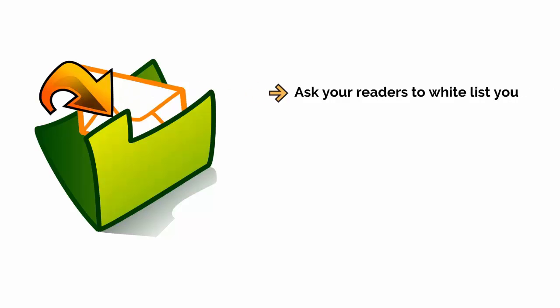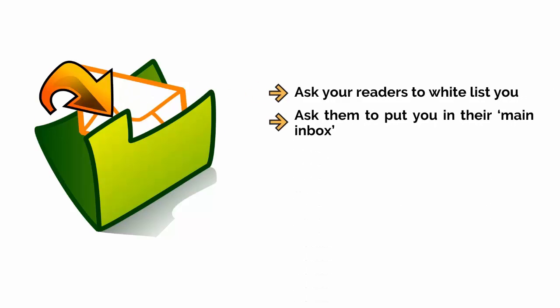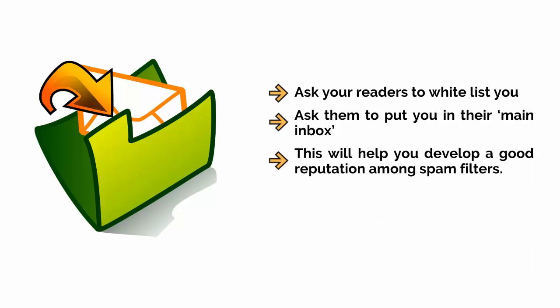Something else you can do, though, is to simply ask your readers to whitelist you and ask them to put you in their main inbox. This might seem simplistic, but it really works. If you followed the advice in this series up to this point, then your readers should be excited to hear from you and they should be loving what they've seen so far. If you then ask them to make sure they get to see your emails, well, why wouldn't they? And this will help you to develop a good reputation among spam filters.